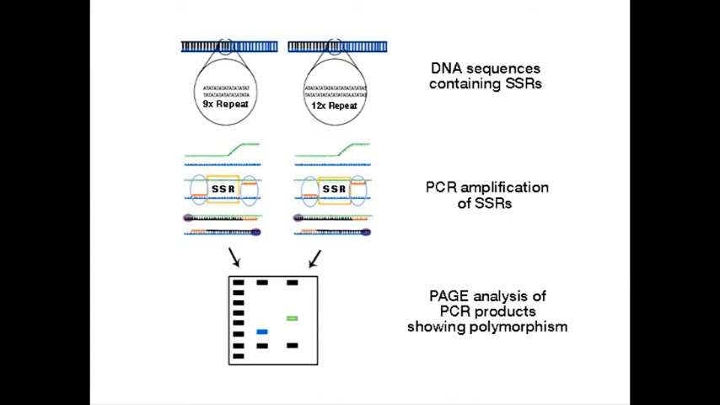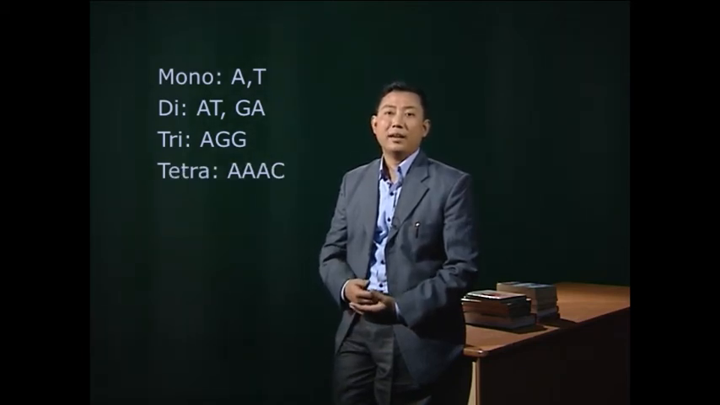These are short DNA fragments of usually less than 100 base pairs and are made up of tandem repeats of 2 to 7 base pairs. Simple sequence repeats are present in the genomes of all eukaryotes and consist of several repeats of a 1 to 4 nucleotide motif. Some common motifs are mono, say A or T, di, maybe AT or GA, or tri, AGG, or maybe tetra, AAAC.